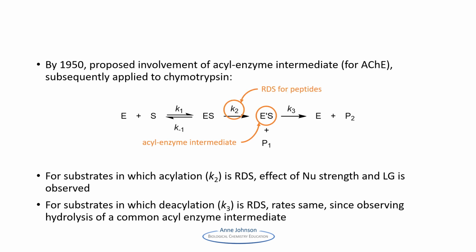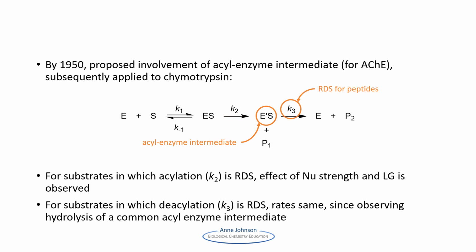For substrates such as peptides, in which the formation of the acyl enzyme intermediate is the rate-determining step, the effects of nucleophile strength and leaving group ability are observed. The rate of decomposition of the acyl enzyme intermediate is not observed because it occurs after the rate-determining step.